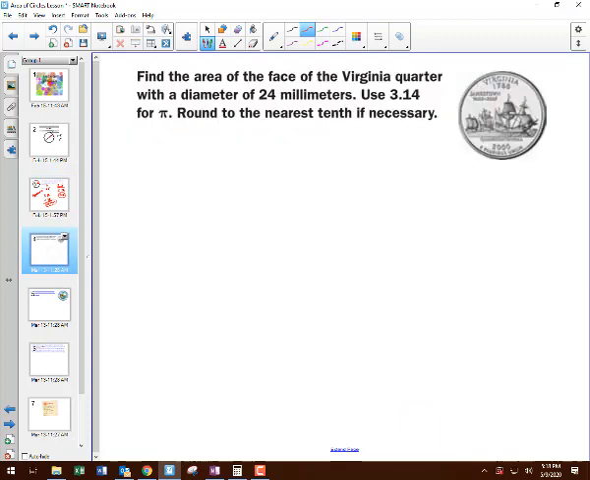Okay. Moving on to the next one here, find the area of the face of the Virginia quarter with a diameter of 24 millimeters. Use 3.14 for pi. So there that is. We talked about that a little bit. Round to the nearest tenth if necessary. Okay, so here we go. Remember, it's going to be pi, in this case 3.14, times radius squared. Well, we have a diameter up there. Remember, diameter is all the way across. So if we cut that in half, it should be 12.